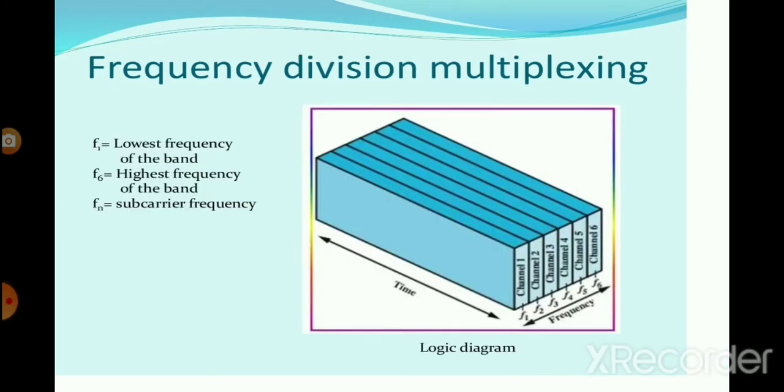The frequency division multiplexing figure shows time and frequencies. Channel 1 up to channel 6, frequency F1 to F6. F1 is the lowest frequency of the band, F6 the highest frequency of the band. Fn is the subcarrier frequency.